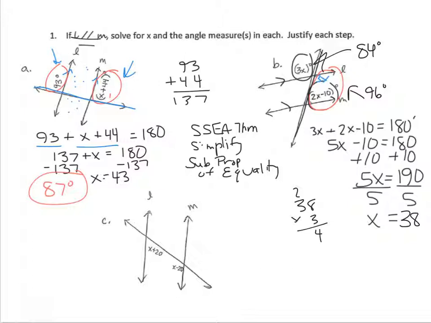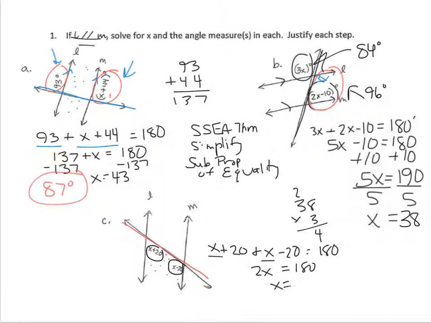And then the last one. So what's special about these two? These are on the inside and they're on the same side of the transversal. So these are same side interior angles again. So this means that x plus 20 plus x minus 20 has to equal 180. So 2x equals 180. x has to equal 90. So that means that if x equals 90, this angle is 110 degrees, and then 90 minus 20 is 70 degrees.